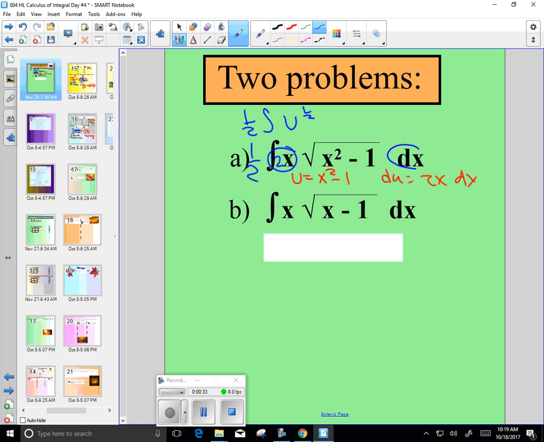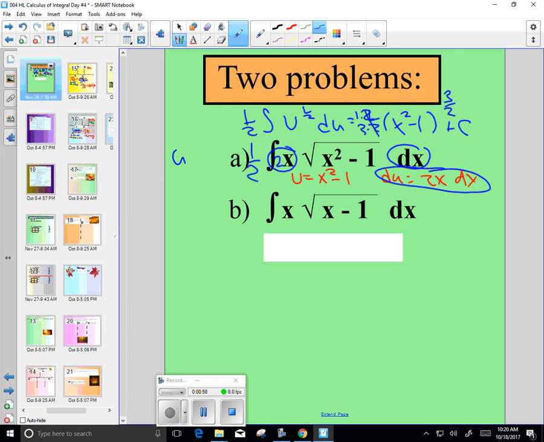This whole thing is du. So what is the antiderivative of u to the 1/2? It's u to the 3/2 times 2/3 of u, x squared minus 1 plus c. All right, so the whole thing will be 1/3 (x squared minus 1) to the 3/2 plus c.